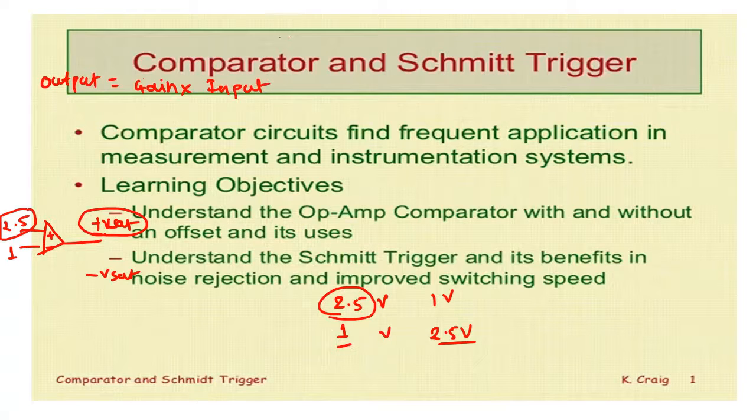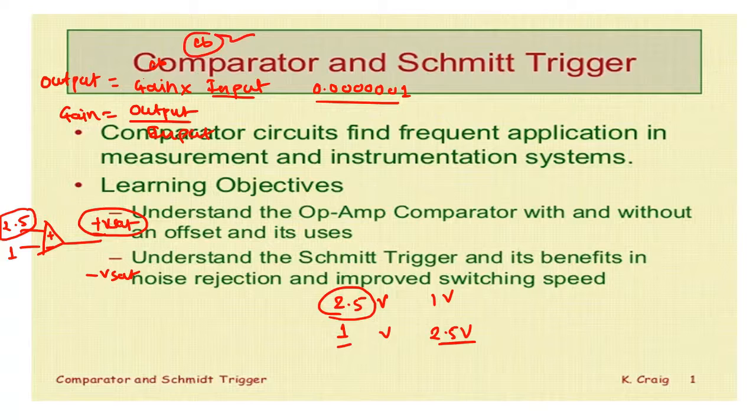We know that gain is output divided by input. From this, output is gain into input. The gain is infinite and the input is suppose very small, like 0.00000001. Still you get infinite, because infinite into anything gives infinite rather than zero. But we don't get infinite voltage. We get the voltages plus V sat or minus V sat.